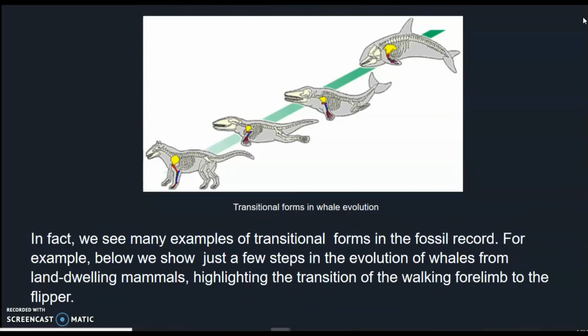For example, this shows just a few steps in the evolution of whales from land-dwelling mammals, highlighting the transition of the walking forelimb to the flipper.